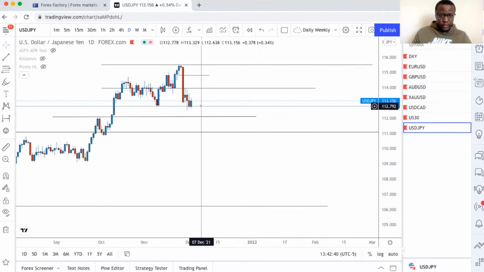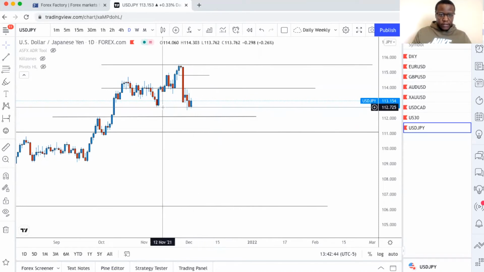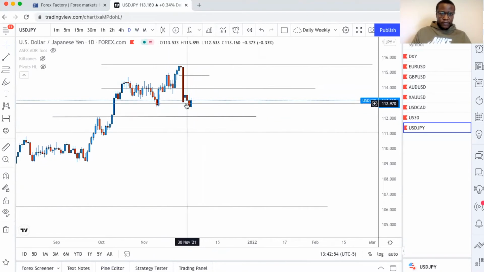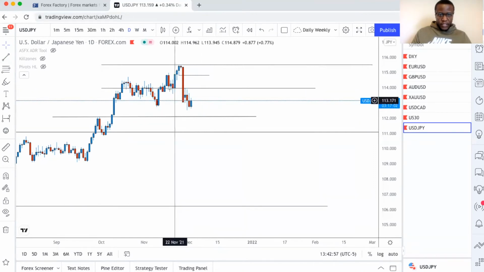We got somewhat equal lows down here. So if anything, I wouldn't mark it out because, like I said, it'd be too cluttered. But I can see short-term structure was broken right here. So we're clearly in a downtrend.